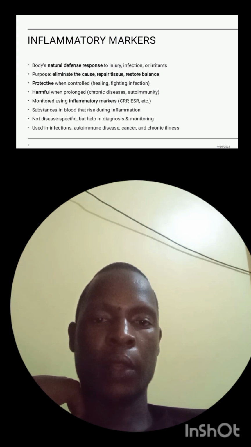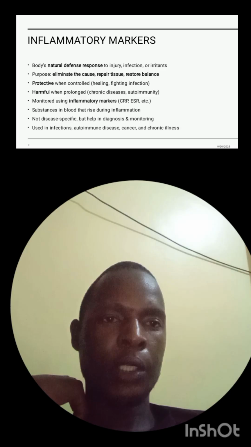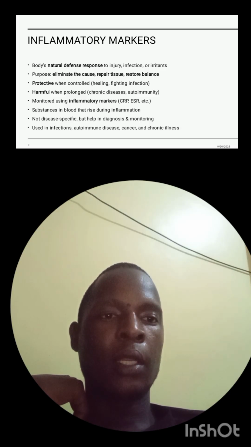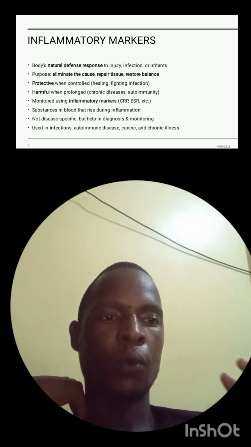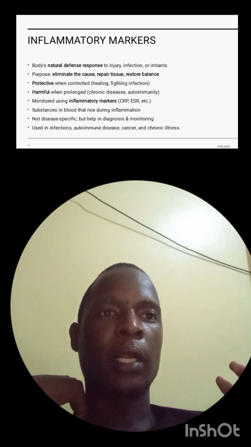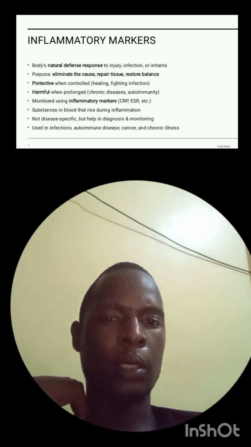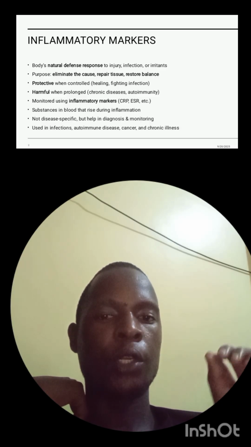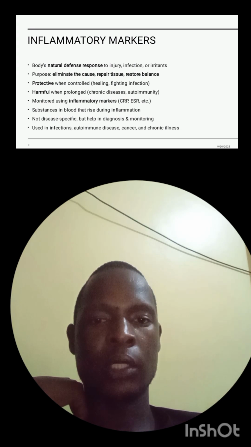Inflammation can either be protective or harmful. When it is protective, that is when it is controlled. It tries to cause healing and fight the infection. But when it is harmful, this arises when the inflammation prolongs, and that is normally an indicator of a chronic disease or an autoimmunity. Autoimmunity is whereby your body is trying to attack its own self.